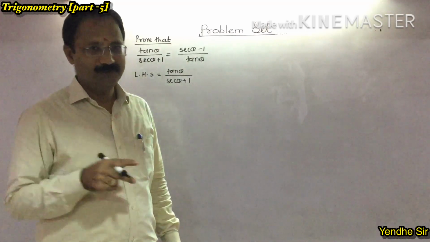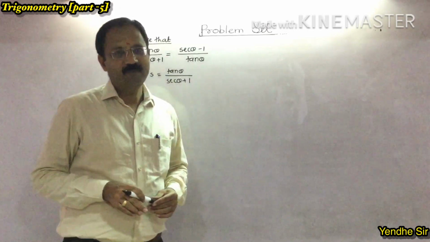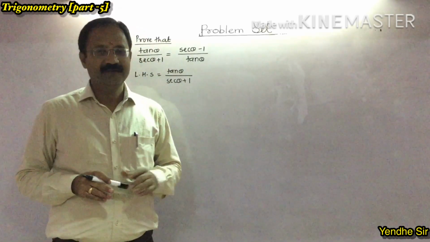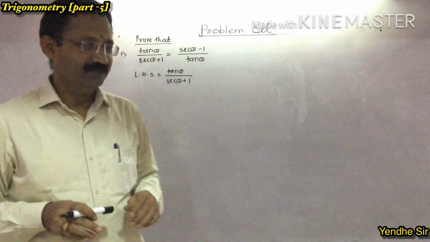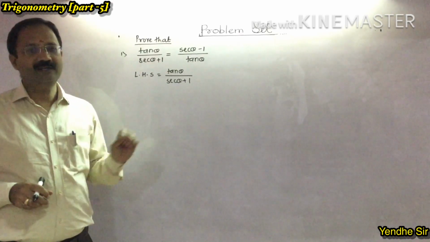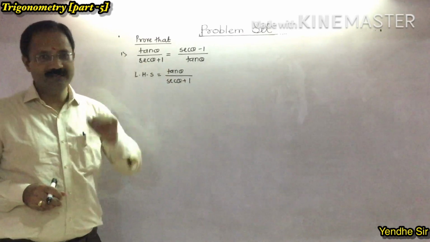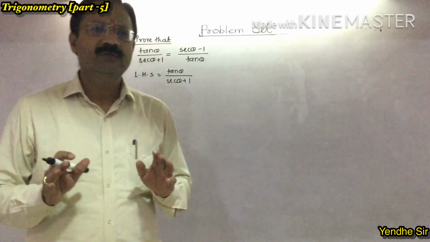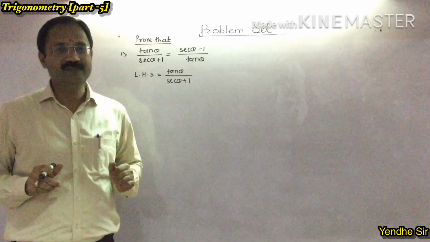Hi and hello students. Today we are going to start some important sums from the problem set. The first sum is: prove that tan theta upon sec theta plus 1 equals sec theta minus 1 upon tan theta. I told you the rules on how to prove it. So which are the rules?